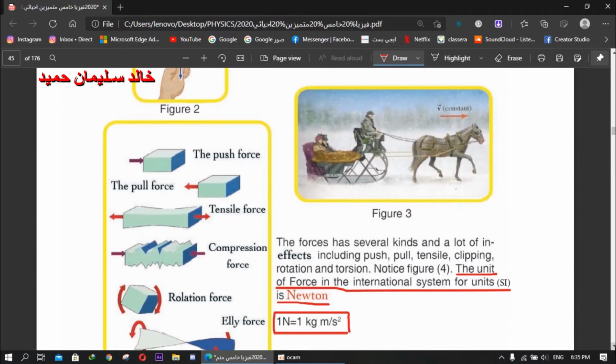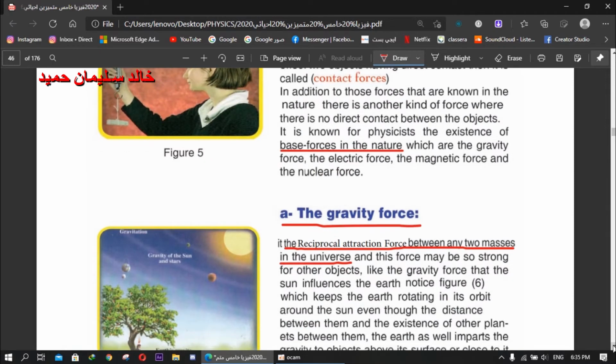We have several kinds of force: the push force, pull force, tensile force, compression force, etc. The unit of force is the Newton, which is equal to 1 kilogram meter per second squared. There are three base forces in nature. The first one is the gravity force, the reciprocal attraction force between any two masses in the universe.